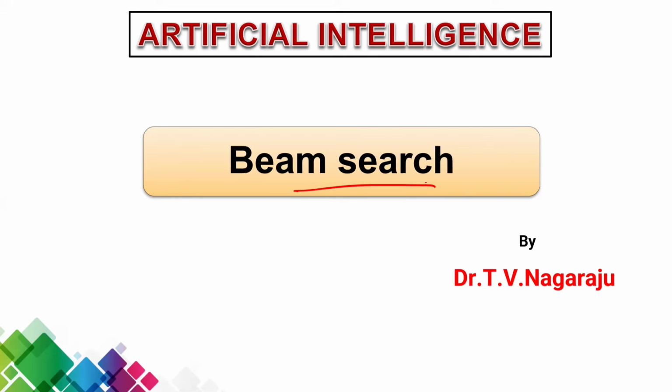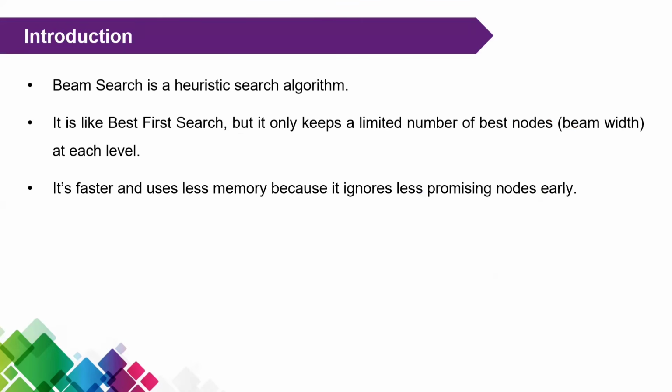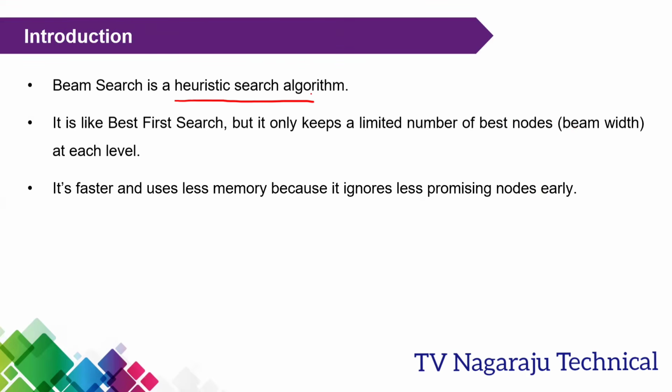What is meant by beam search? It is a heuristic search algorithm. First, you should know the difference between a normal algorithm and a heuristic one. A normal algorithm blindly expands the nodes. But a heuristic search algorithm follows some heuristic function to get the most profitable node. Beam search is also a heuristic search algorithm.